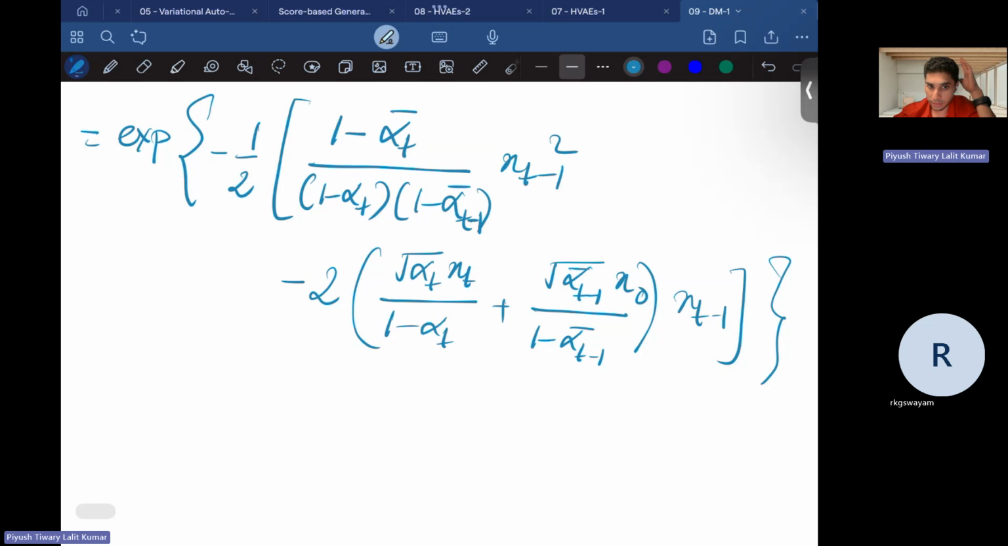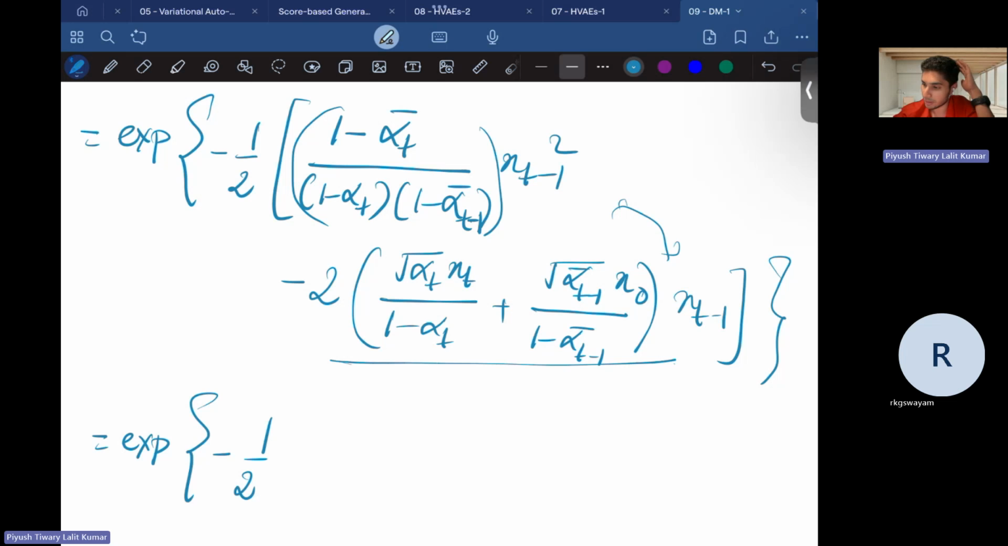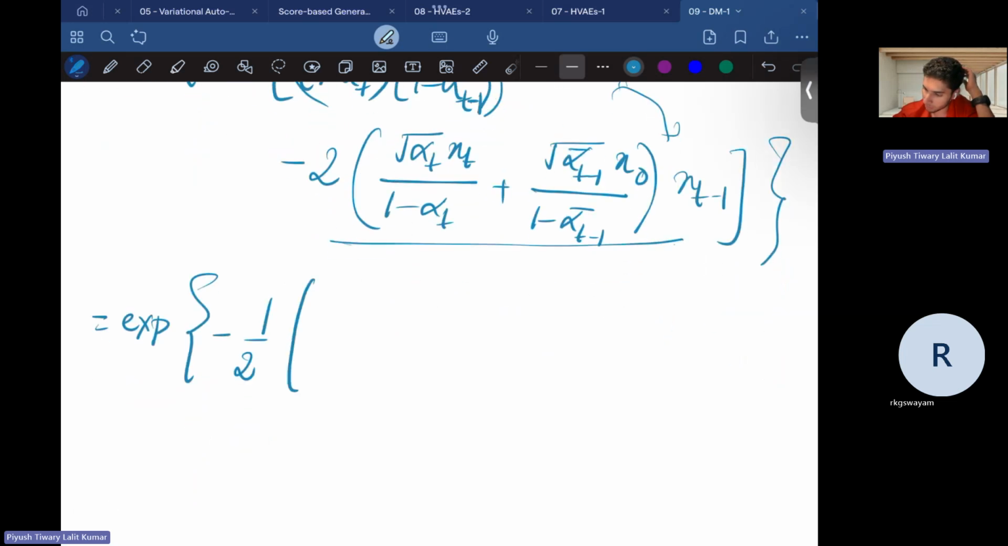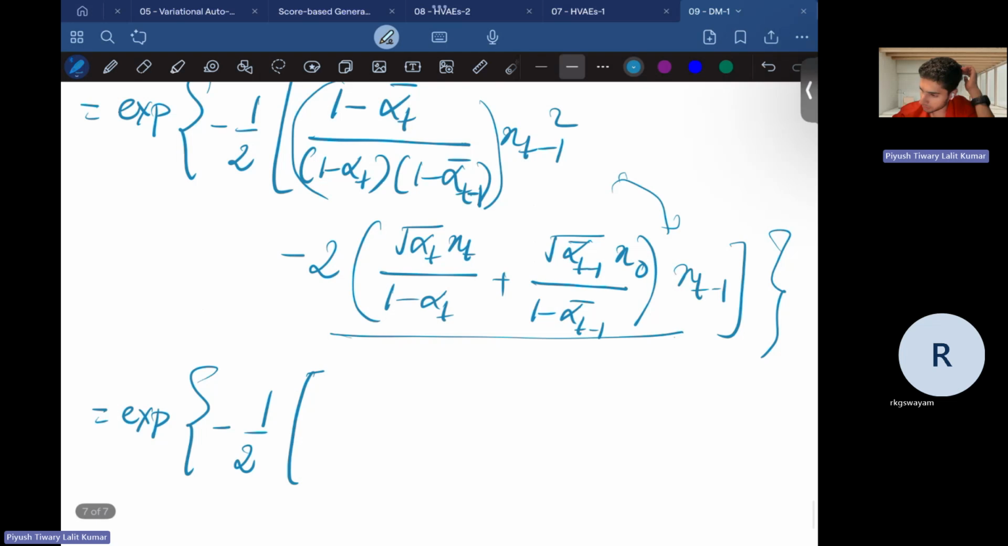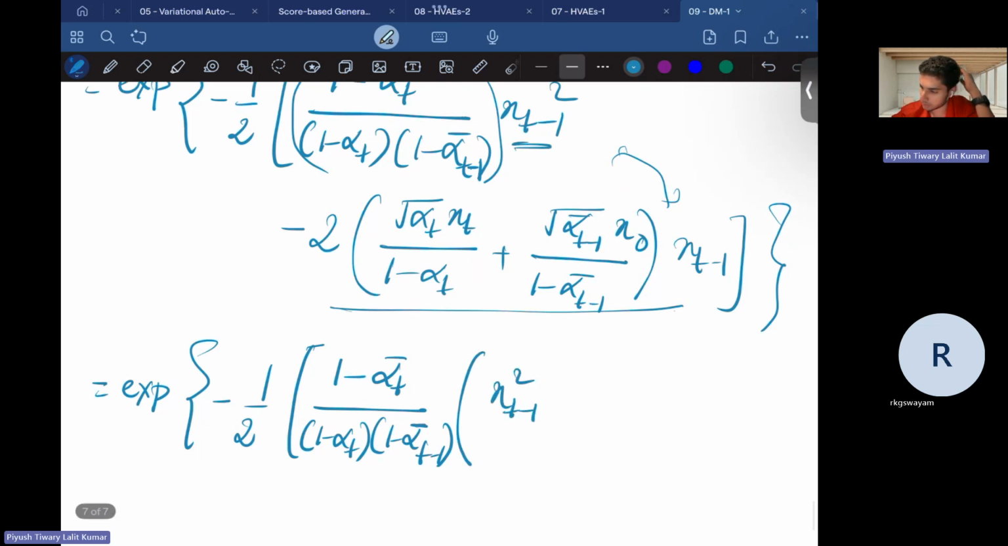Now what we are going to do is take something common. This will be exponential minus 1 by 2. Whatever this term here is, I will take this common out of both the terms. So I will multiply and divide this term and take things out. Let me show what I mean by that. Let me take 1 minus alpha t bar divided by 1 minus alpha t, 1 minus alpha t minus 1 bar, this term outside. What will remain inside? This will be xt minus 1 whole square, because nothing else is there.